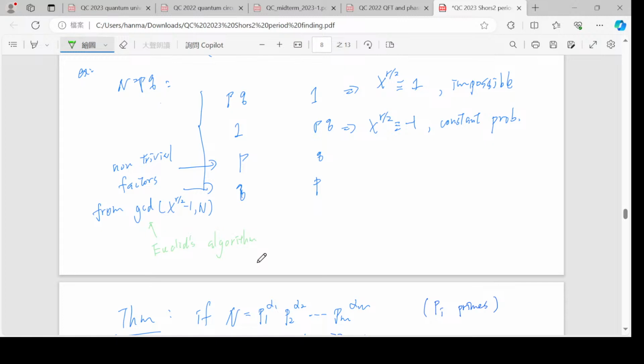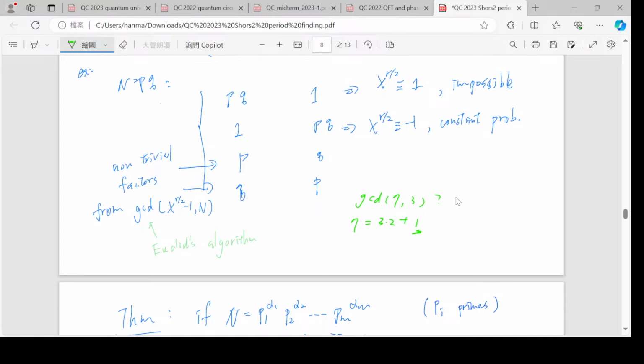So you have two numbers and you want to find the greatest common divisor between them, you just keep dividing each other. Say you want to find the GCD of 7 and 3. Then you just keep dividing the bigger one by the smaller one and find the remainder. So you have 7 equal to 3 times 2 plus 1. And then you have 1 here, then you know the greatest common divisor is 1.